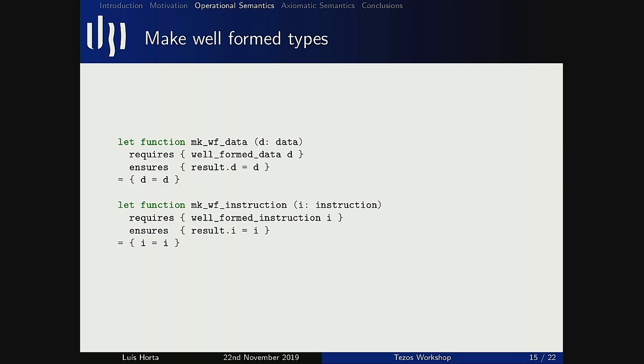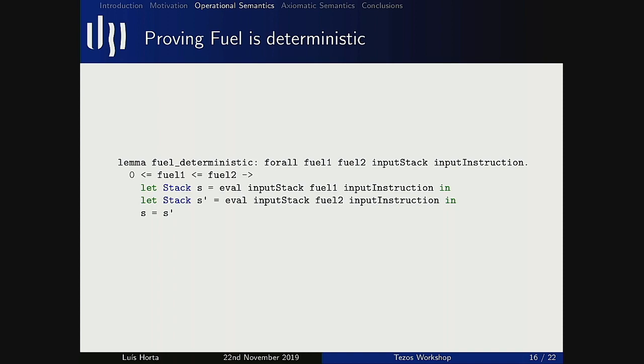Okay, so our first intuition was to prove that the fuel actually doesn't have any interference in the computation itself. So for every fuel1, fuel2, input stack and input instruction, as long as we have fuel1 and fuel2 greater than 0 and fuel2 greater than fuel1, the computations of both of these, a computation with fuel1 and a computation with fuel2, must be the same. So here's the proof of that.